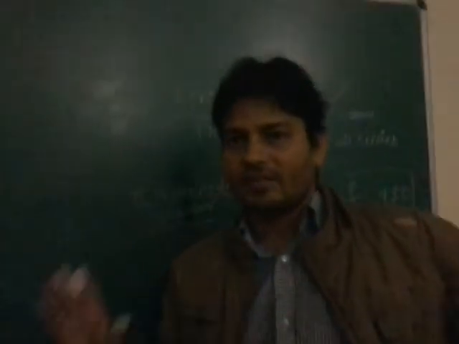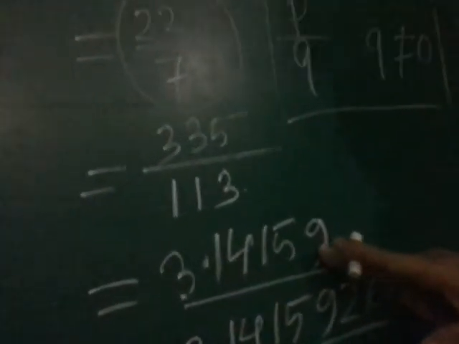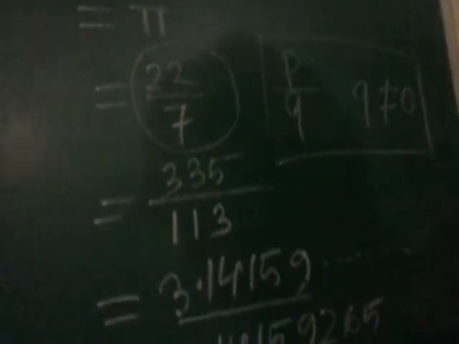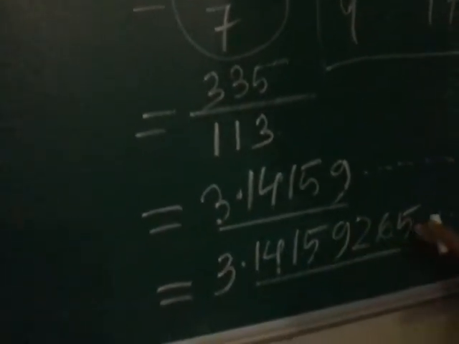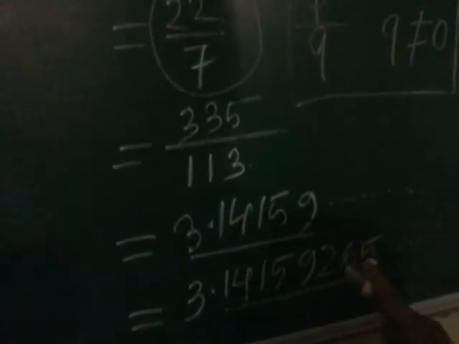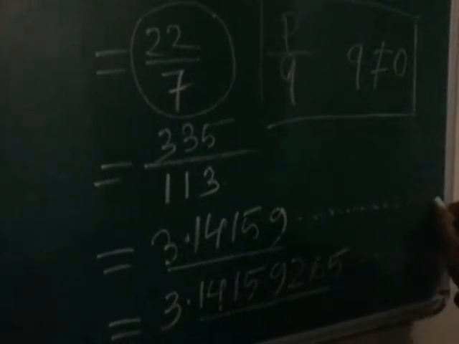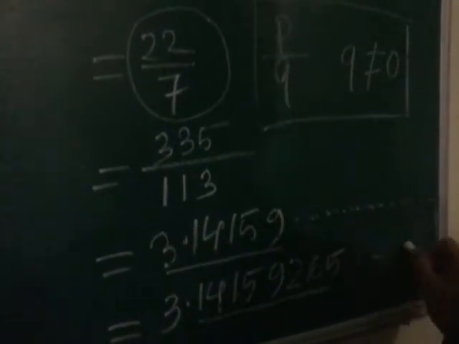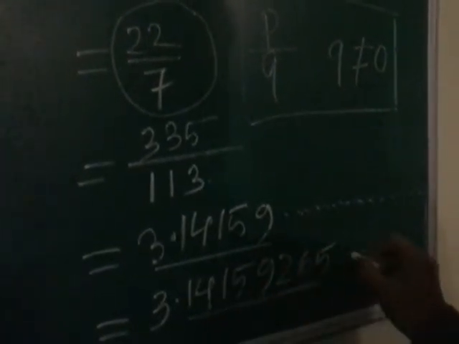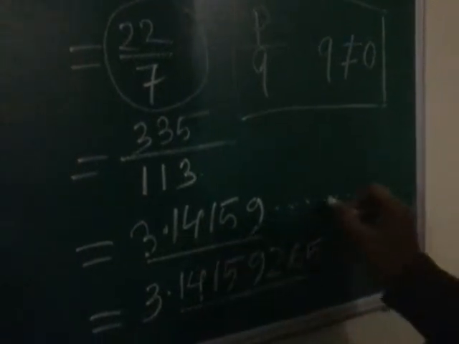Because the value of pi, see this value, 3.14159265, is non-terminating and non-recurring. It will never terminate, and you are seeing that up to 8 decimal places there is no repetition, so it is non-recurring and non-terminating. That is why pi is an irrational number.